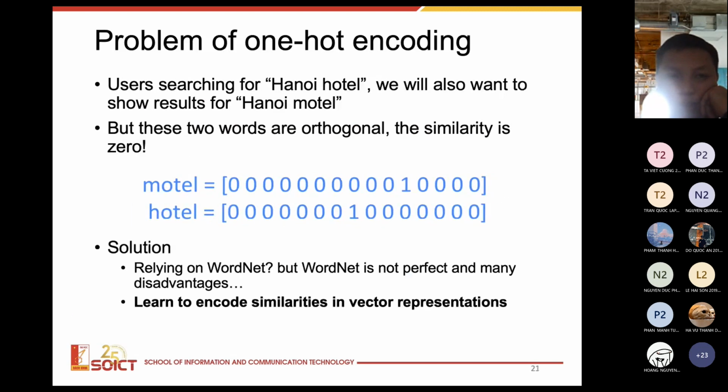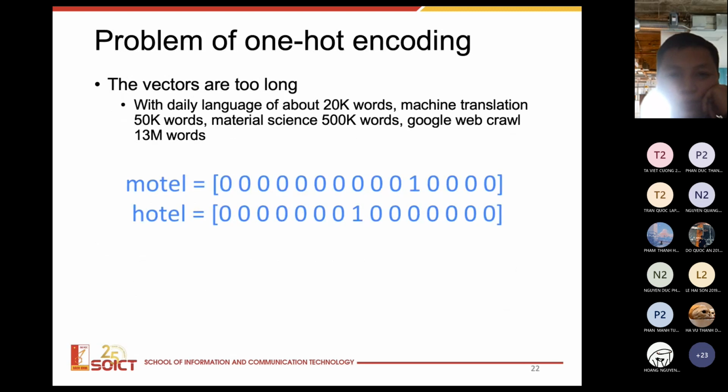Okay, this is another problem of one-hot encoding. It's about the vector size. The size of the vector is equal to the size of the dictionary. So if we have a very big dictionary, such as more than 13 million words, then every word will have a vector of 13 million elements. So it's too big, right? So somehow it's not suitable for bigger data sets, right?